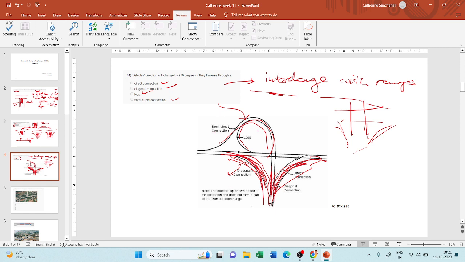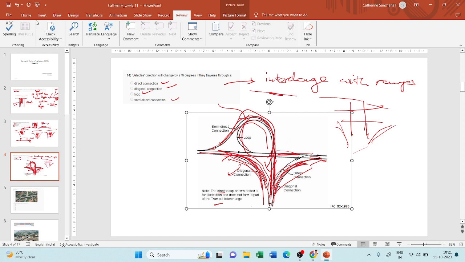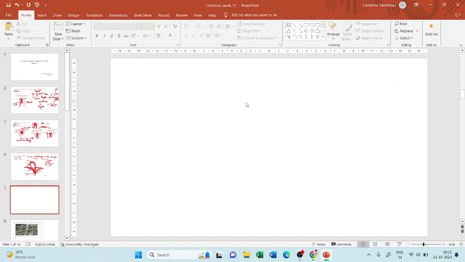And here you should note that as per the note that they've given here, the direct ramp is not a part of the trumpet interchange, but in order to show you what a direct connection is, they have just given it here as an example. If you are traveling on this road and you have to go to this side of the road, then you are provided with a semi-direct connection. And if you're traveling in this road and you have to go to this side of the road, you're provided a loop.